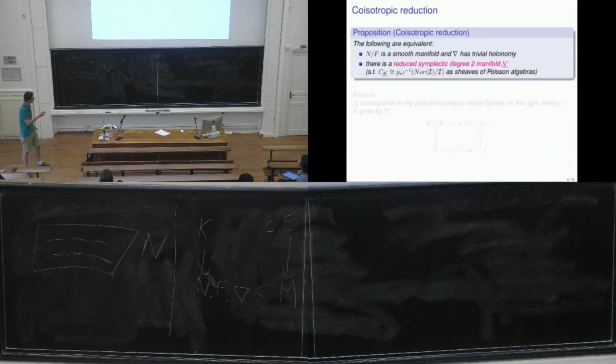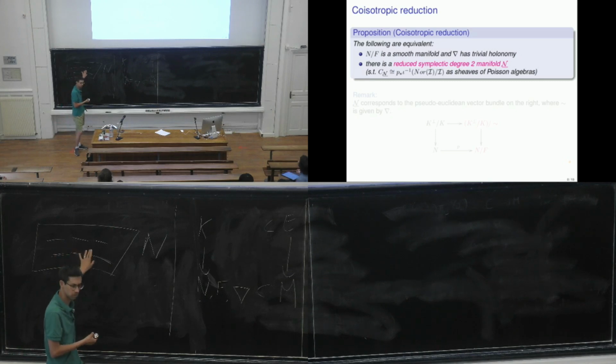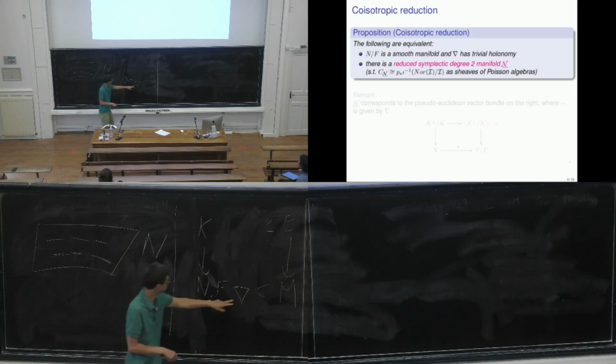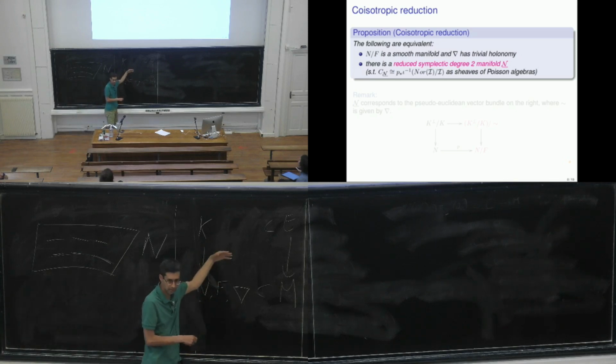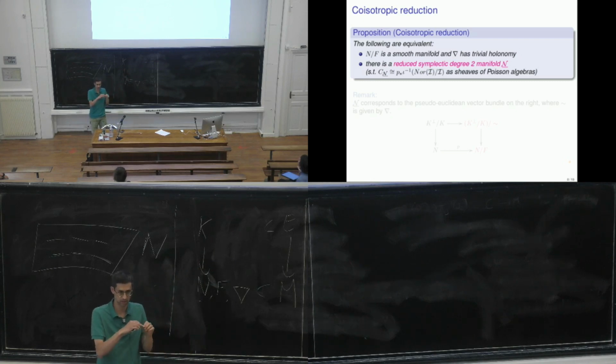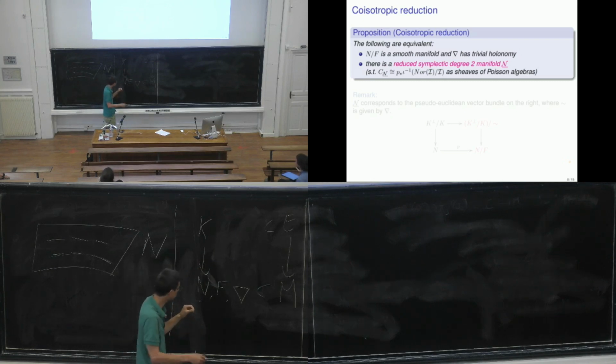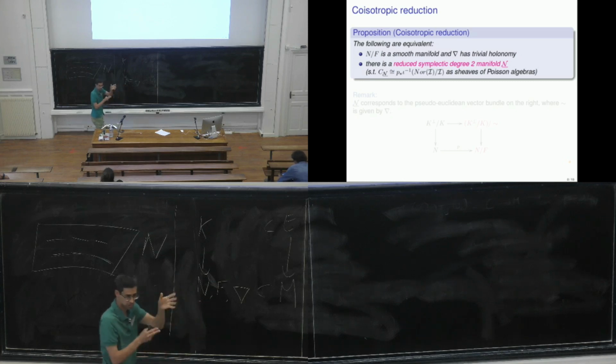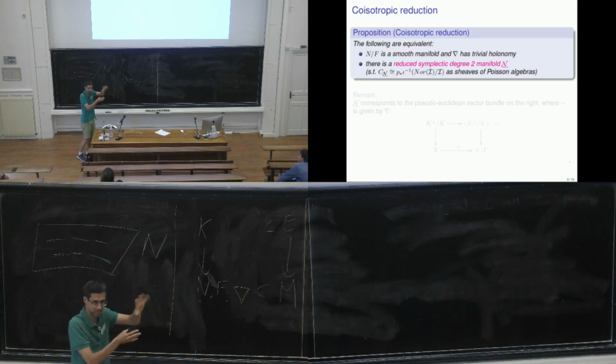So the conditions are that the foliation on N has to be such that the quotient is a smooth manifold, and also the connection here, which is flat, must have no holonomy. If you take a loop in a leaf and do parallel transport along the connection, when you come back, you want to get the identity. So you don't want to divide the fiber by something funny.